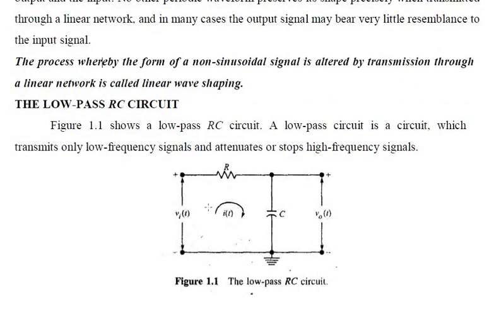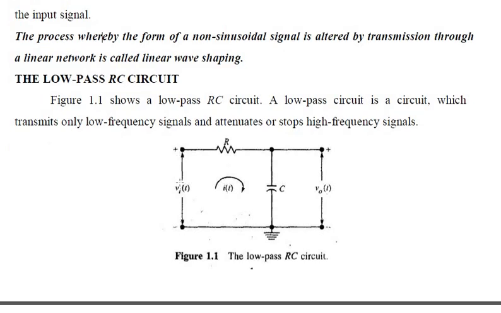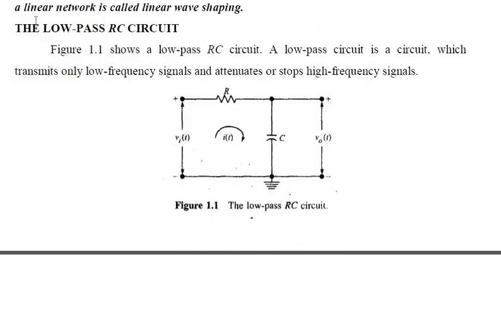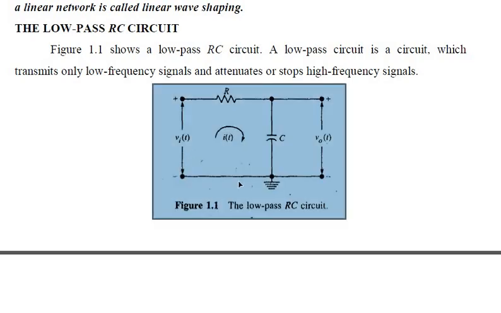How will the low pass RC circuit be built? First, a resistor and a capacitor. A low pass RC circuit transmits only the lower frequencies and attenuates the higher frequencies. From the name itself you can see it is a low pass filter, correct? In that, the low pass RC circuit is the first one. So this is the figure of your low pass RC circuit.